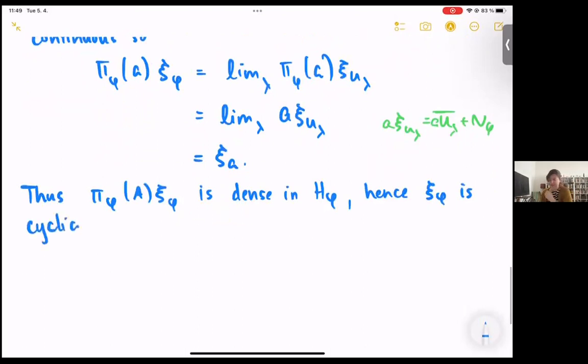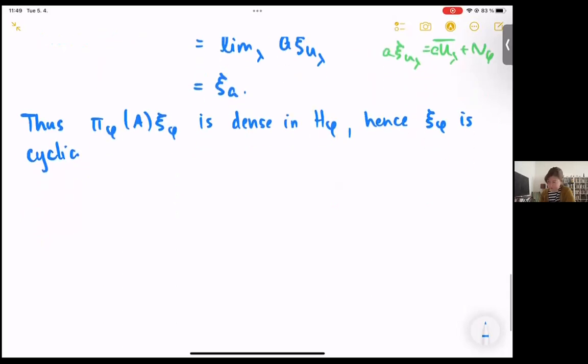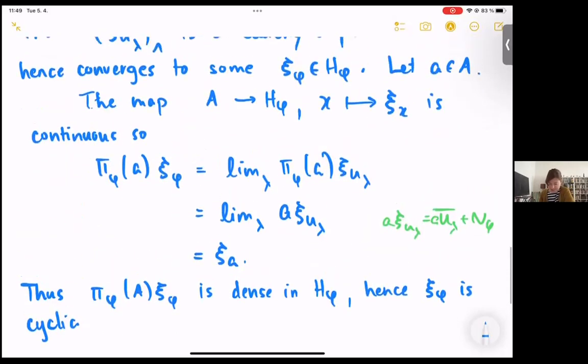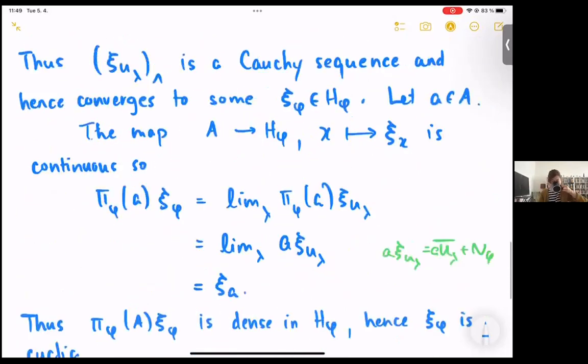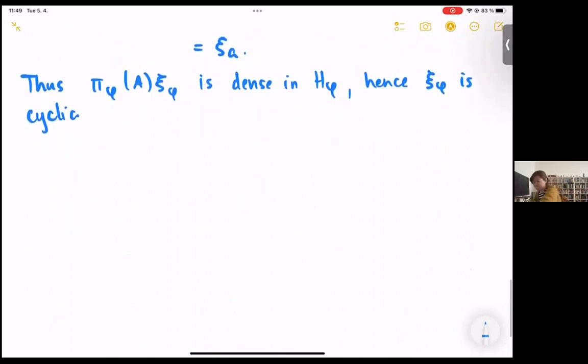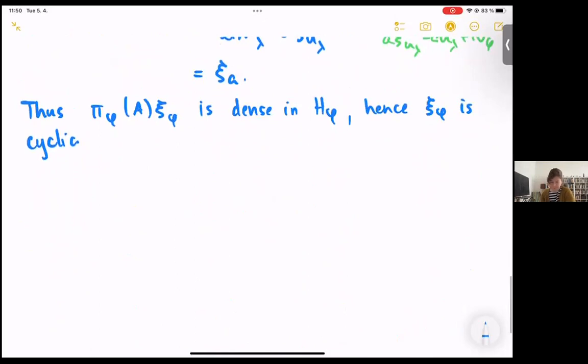So this is indeed our cyclic vector, as we were hoping. And now we need to check this second claim, that this is the unique vector satisfying this condition here. And then if phi is a state, then this vector has norm 1. So let's check that.